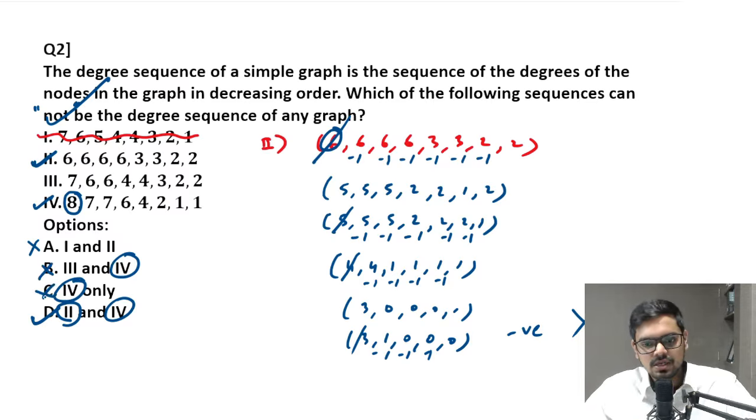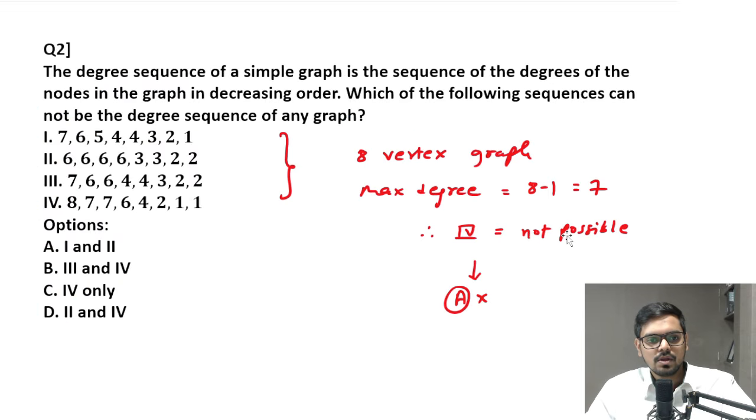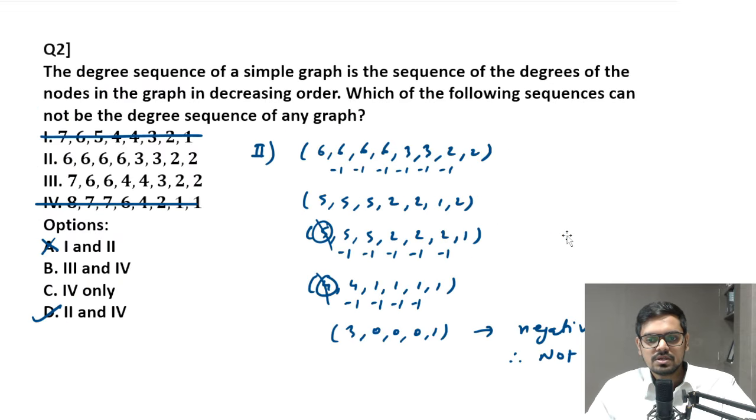Option elimination. No need to check the Havel-Hakimi theorem for all the degree sequences. This is how smart you can be in the GATE exam. So the correct answer is option D. Understood how to solve this kind of question pretty fast? If yes, then we can move forward to the next question. And do not worry, all the detailed solutions are there in the notes folder.